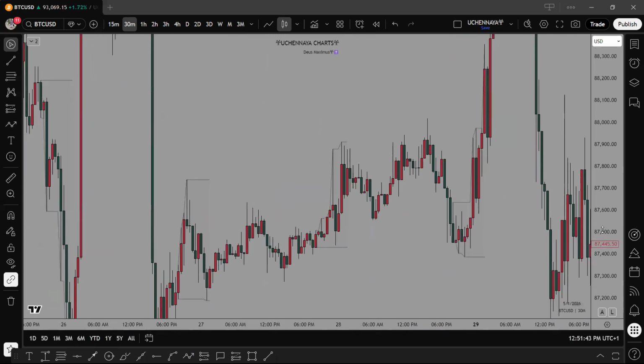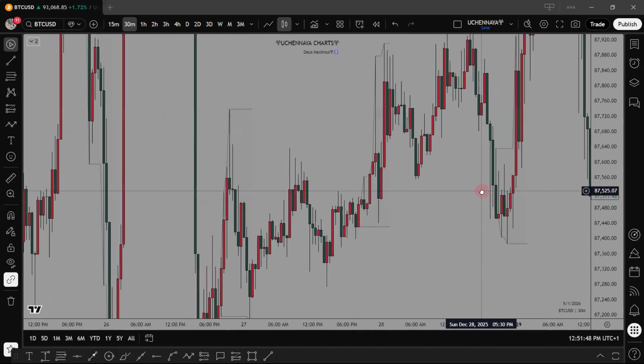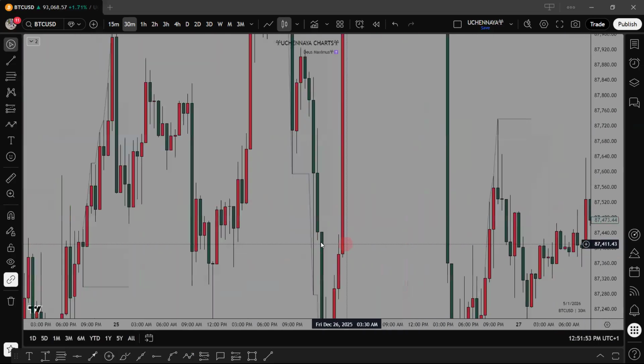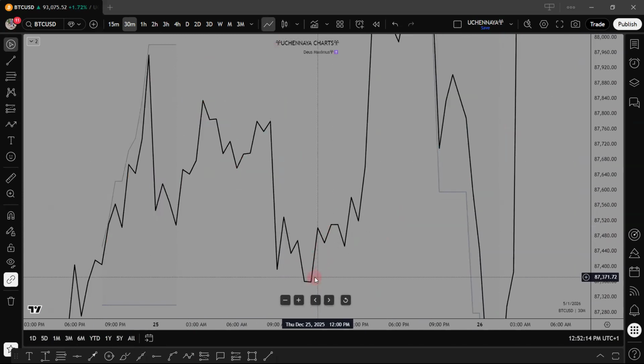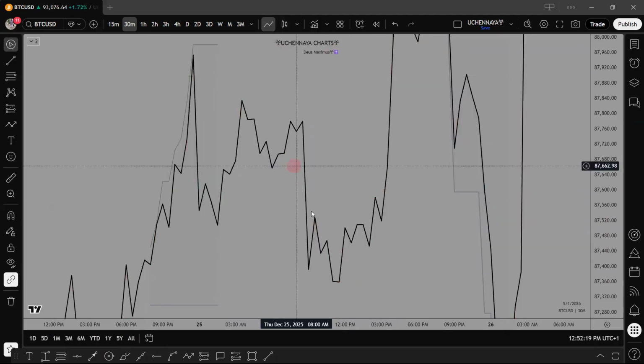I'm actually trying to look for one. Now, this is an example of a candlestick. Ah, okay, where is it? Okay, it's right here.